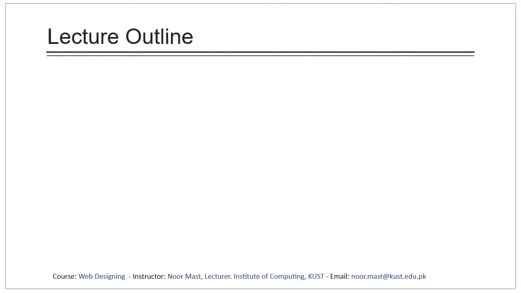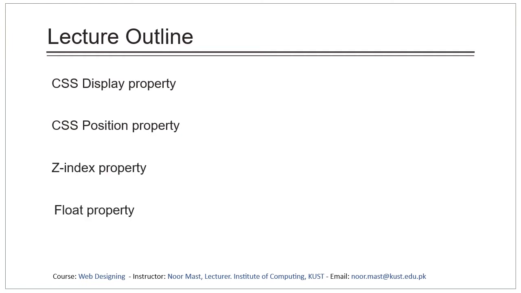In this video, you will learn about the CSS display property and the CSS position property. The different values available with the CSS position property are static, relative, fixed, absolute, and sticky. You will also learn about the z-index property and the float property.